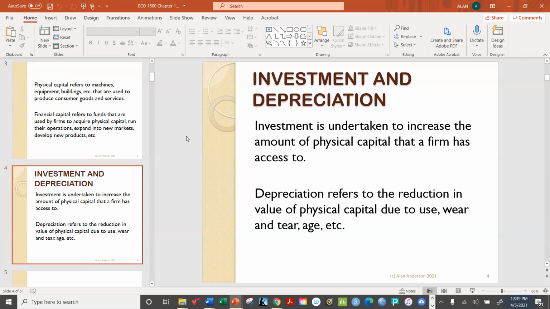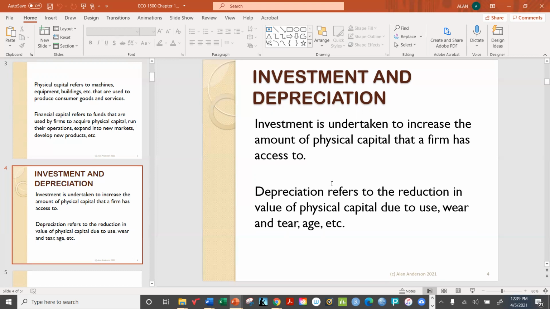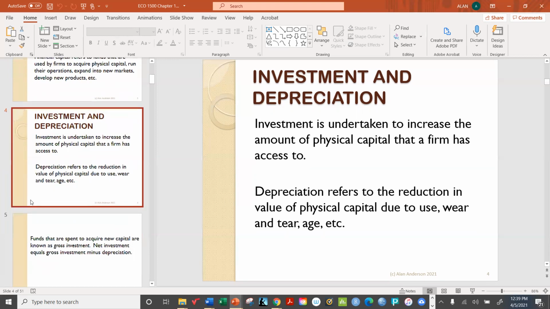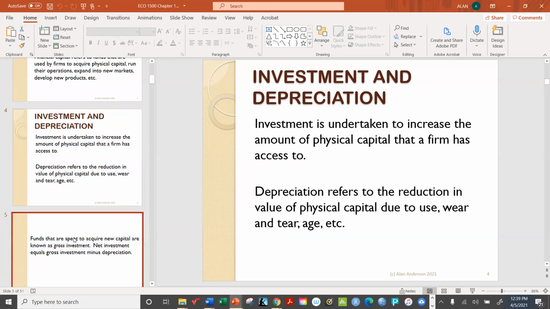Also, if you own a car, you know perfectly well how this works. If you bought a car even 2 or 3 years ago, certainly your car is not worth as much as it was when you first paid for it or bought it, because in the meantime, you put a lot of miles on it and it has now lost some of its original value. So this is depreciation. A lot of investment is undertaken simply to offset the depreciation that has taken place. Okay, that's important.